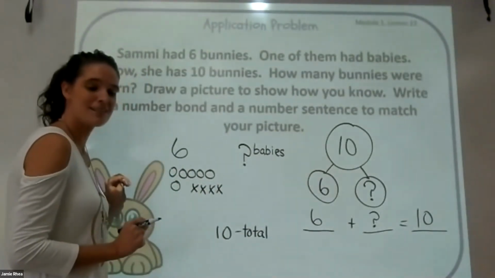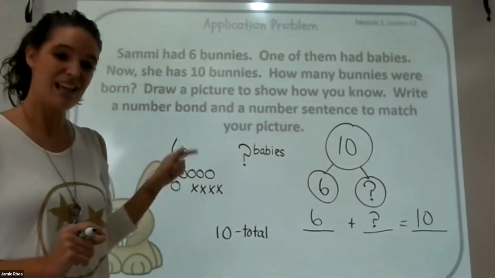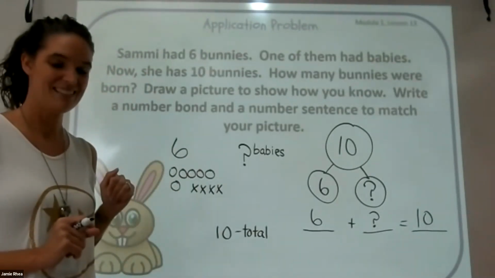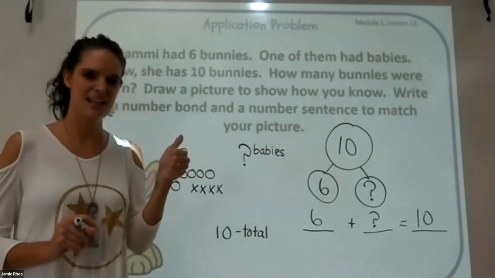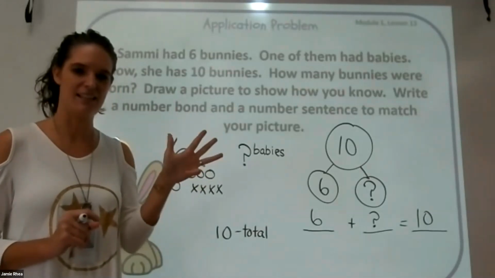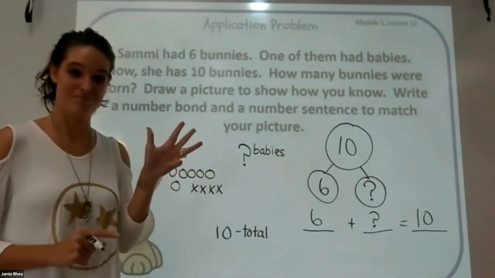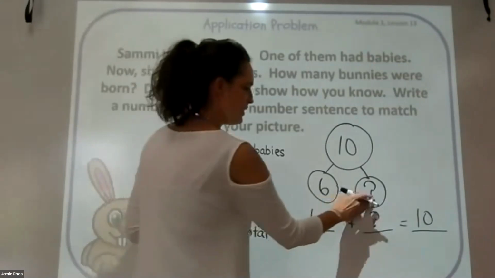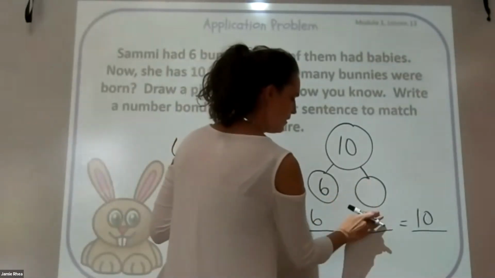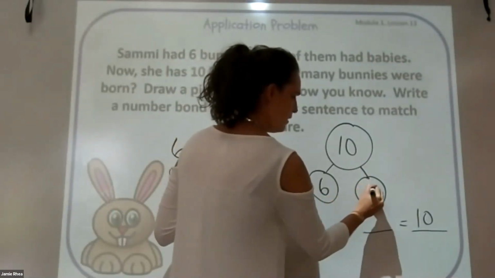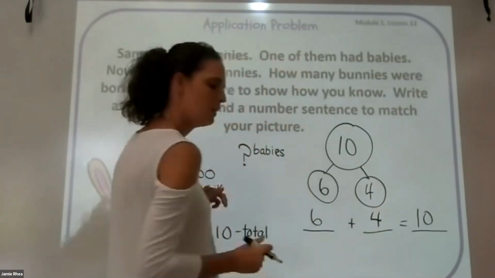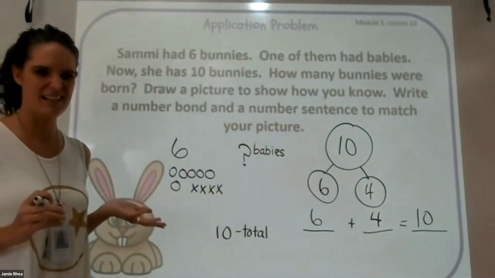4. I had 4 X's. So is 6 and 4 more make 10? Let's try 6, 7, 8, 9, 10. 1, 2, 3, 4. Sure is. So let's put this here and here. Could we have tried that another way?